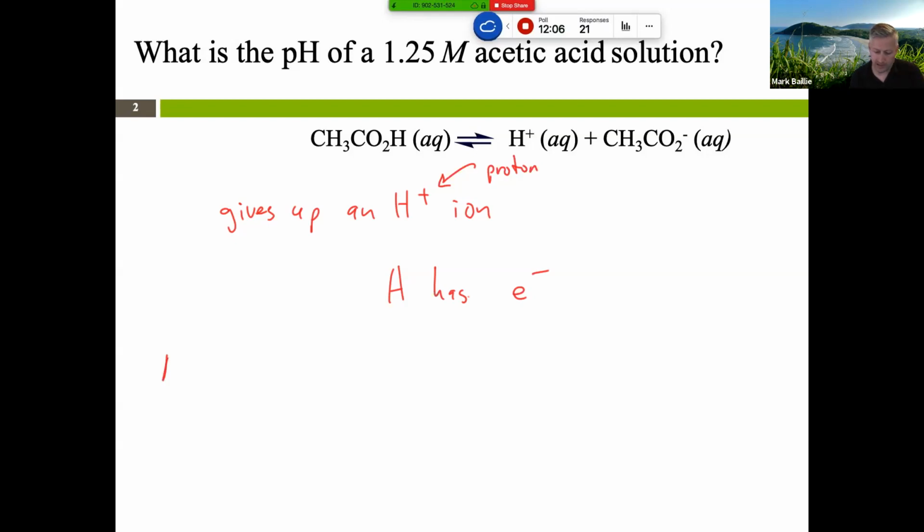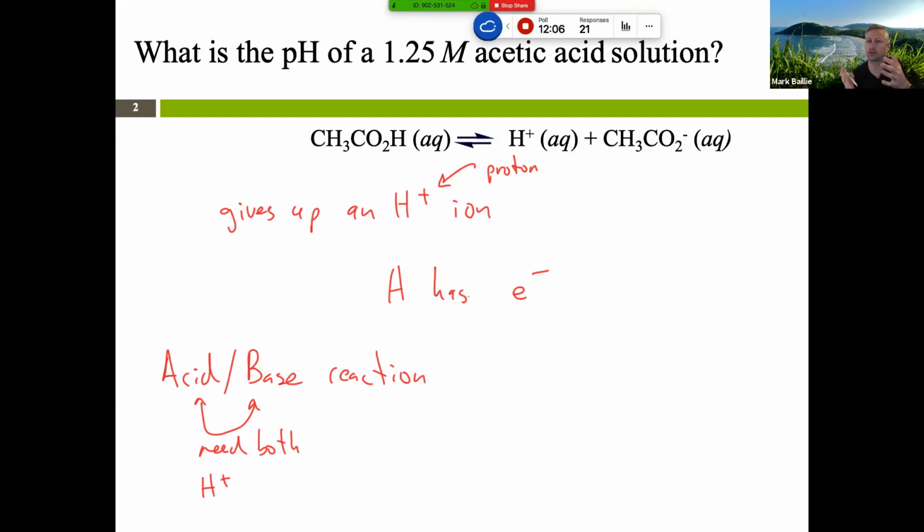So in order to have an acid-base reaction, we can't have that without both of these. One of them gives up an H+ ion, one of them accepts that H+ ion. It's basically a transfer. It's like a bank transaction. You can't give away $100 unless there's someone accepting $100. So we'll keep that in mind.